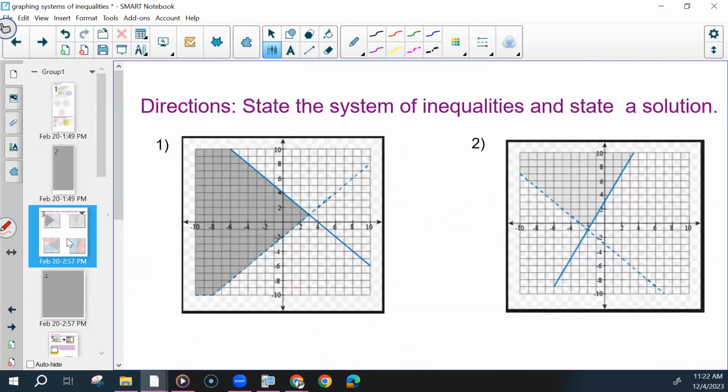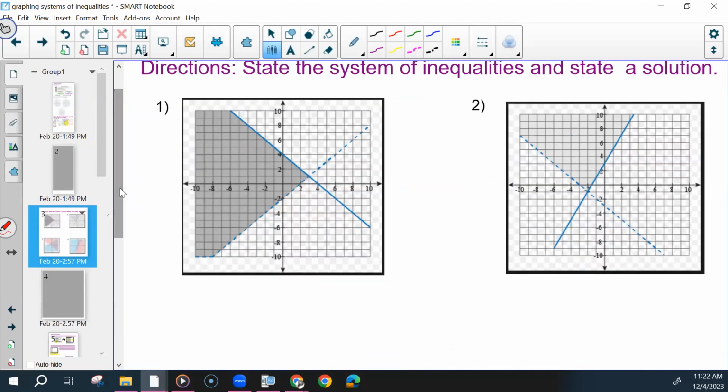Some of your shading didn't really print, so if you need the overlapping, it is me. If you would like to shade that in so you can see it, do that.